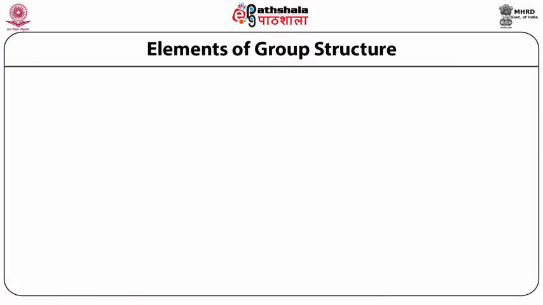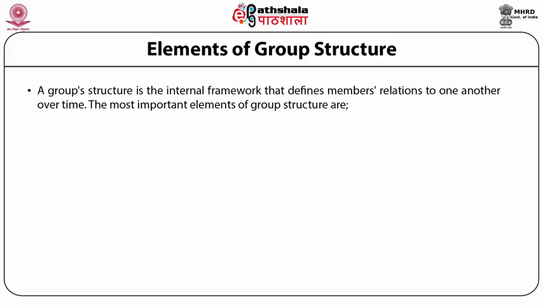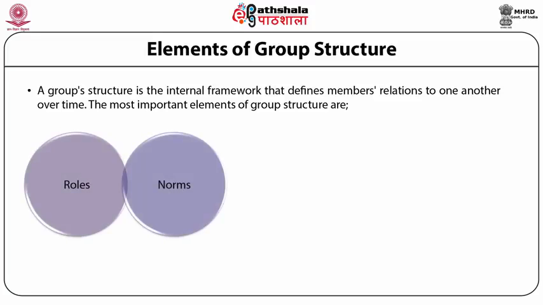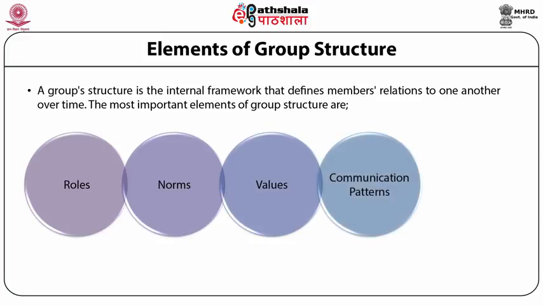Elements of a group structure. Let's understand what the elements of a group structure are. First of all, let's understand what a group structure is. A group structure is the internal framework that defines members' relations to one another over time. The most important elements of group structure are roles, norms, values, communication patterns, and status differentials.